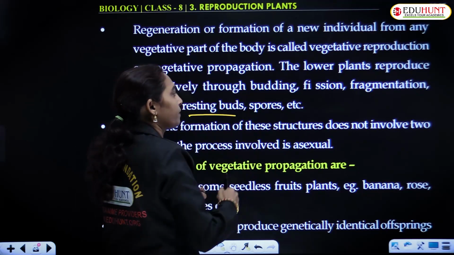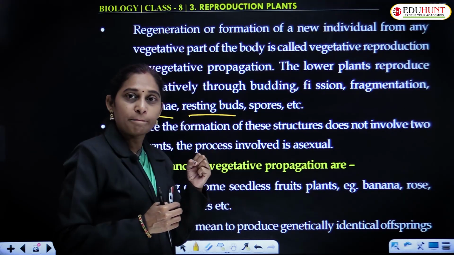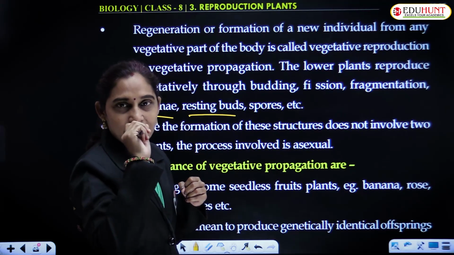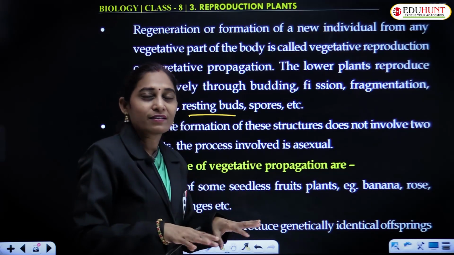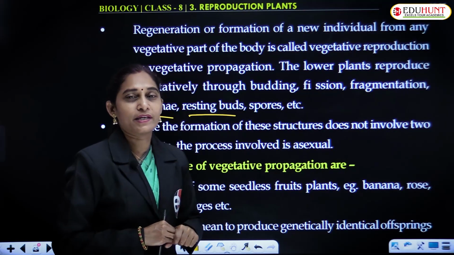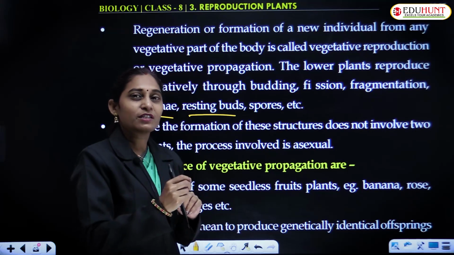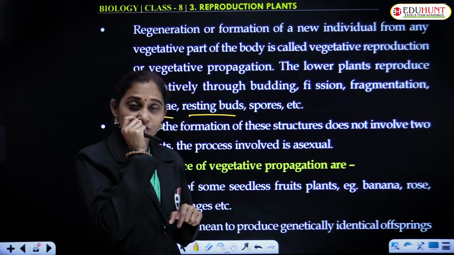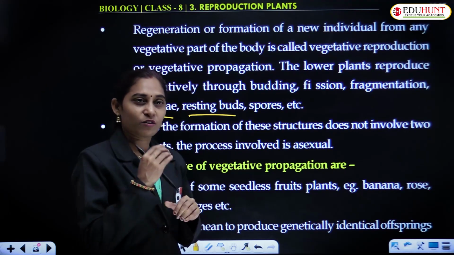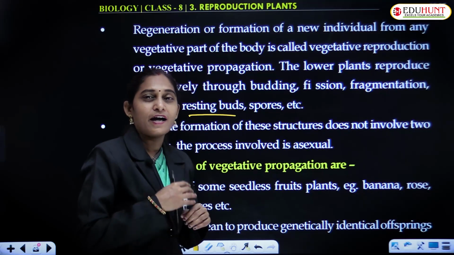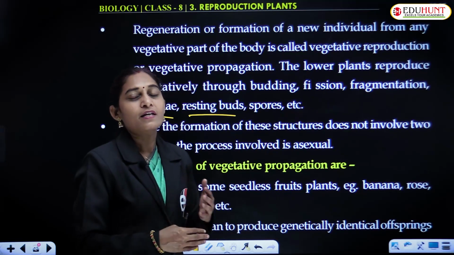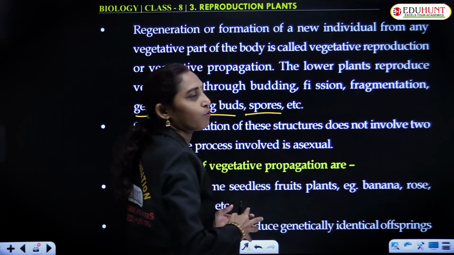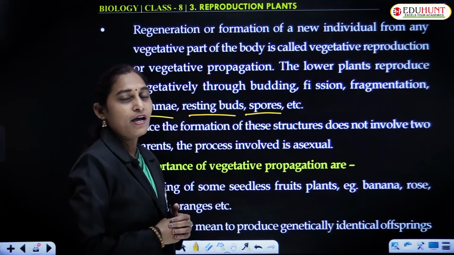Some resting buds, like on a potato, there are small eyes, some cavities, depression-like structures. If we leave that potato for a longer period, it will sprout from the eye part. Eyes are nothing but axillary buds, vegetative buds. They are dormant. They are not active, and whenever the conditions become favorable, they germinate and produce the new individual. And even some spores also come under the category of vegetative reproduction.